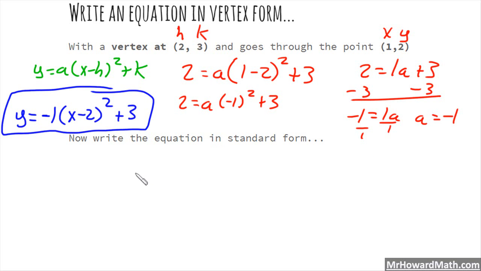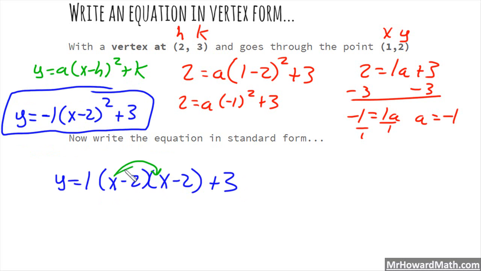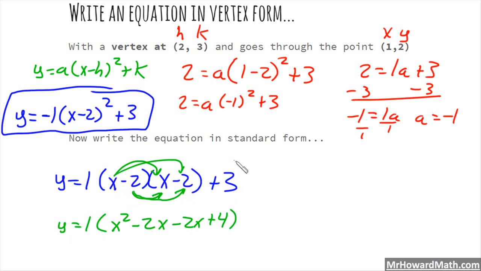So next we'll write it in standard form. So we take our vertex form and we do what we did in the last example. First thing we do is that quantity squared, we write it as the factor times itself. So this. Then we FOIL out these two. So that would give me this, y equals 1, and then x times x, x squared. X times negative 2, negative 2x. This negative 2 times x, negative 2x. This negative 2 times that negative 2, plus 4. And then we can't forget about the plus 3 outside. So gather like terms and move to the next step.